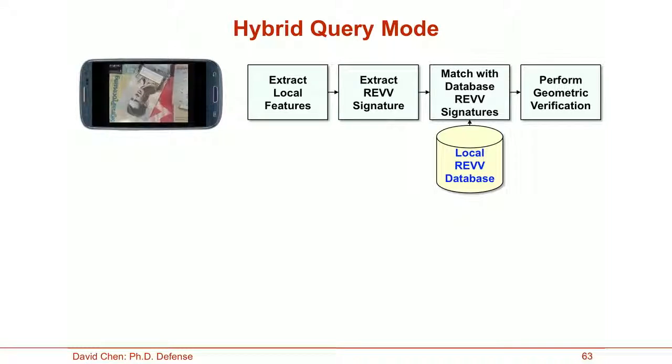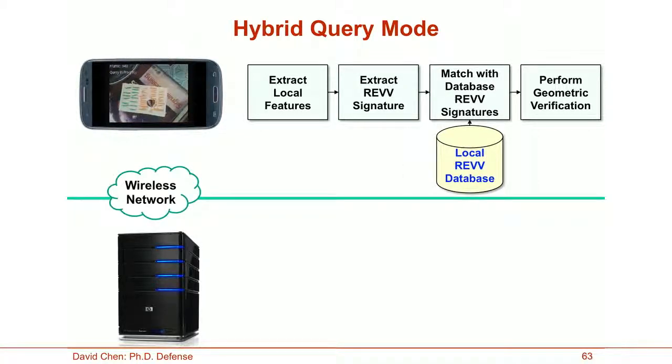We've also extended this system to have a hybrid query mode. Most of the time, the local database search is sufficient. We find what we need on the phone, and we terminate the query locally. Occasionally, however, we want to expand the query onto a remote server when network conditions are favorable.